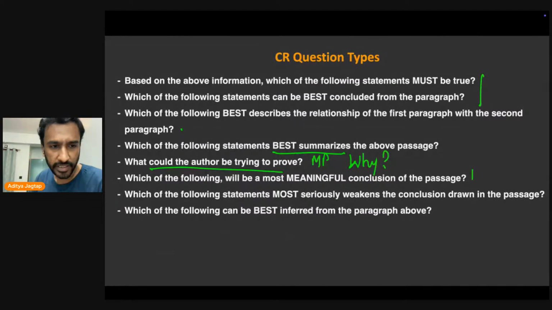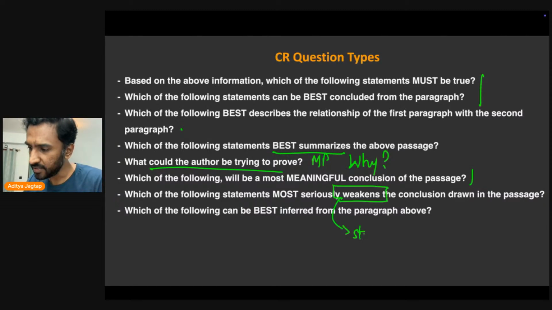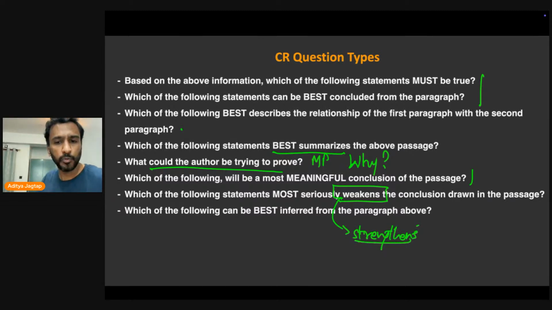Another inference question type. Which of the following statements most seriously weakens the conclusion drawn in the passage? Weakens and strengthens. Which of the following strengthens the conclusion? Which of the following weakens the conclusion? This question type has been asked many times by XAT.